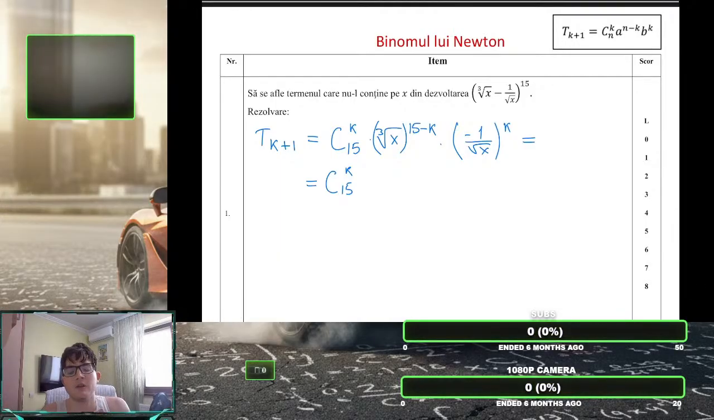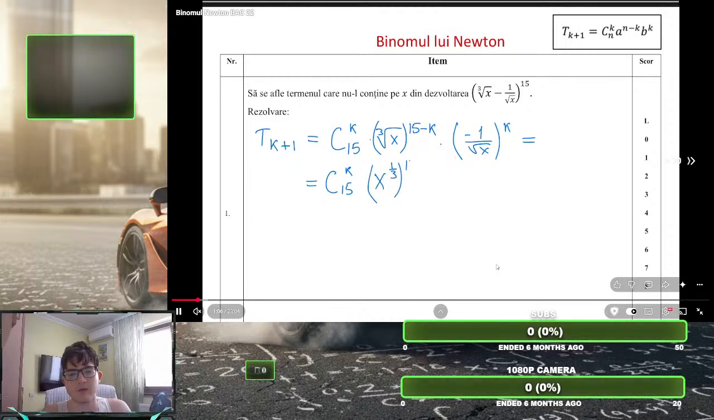And now what we need to do is work with these square roots and write them down as powers. If it's a cube root like that, it's essentially power of 1 divided by 3. So x at the power of 1 divided by 3. And the power is multiplied with other power, so we're going to be at the power of 15 minus k divided by 3 for the first x.